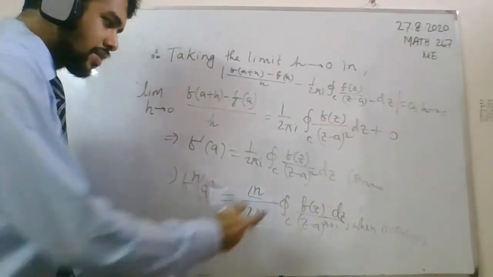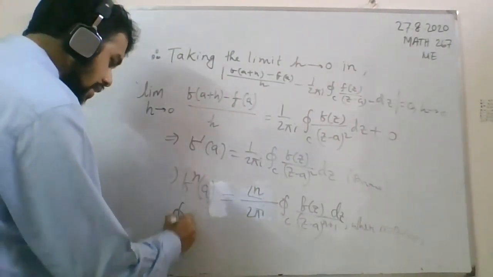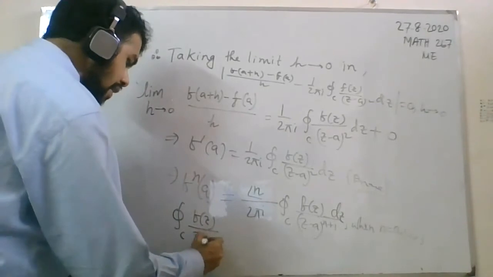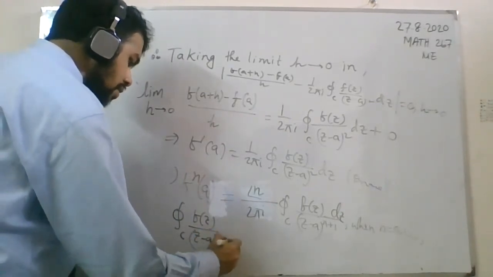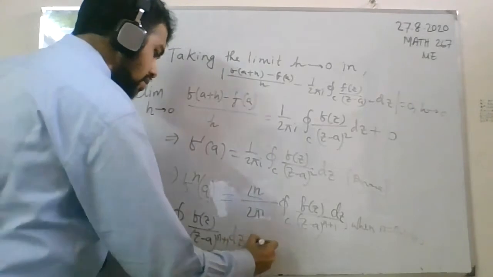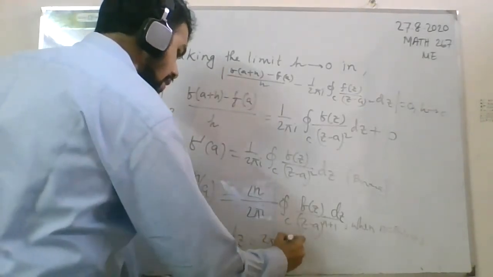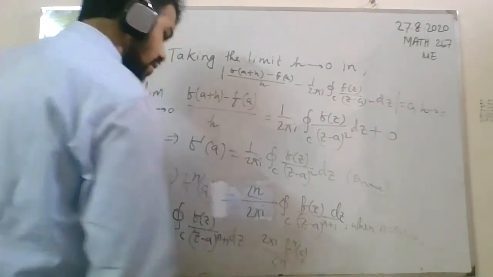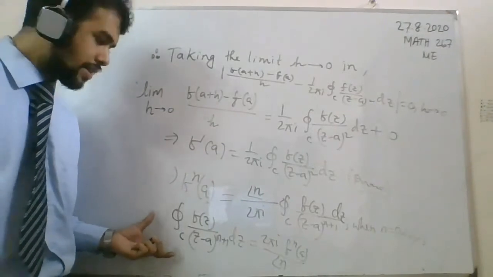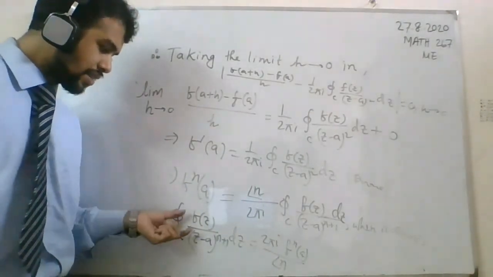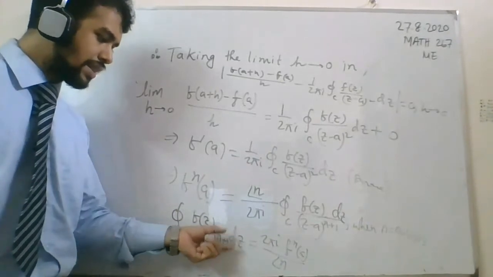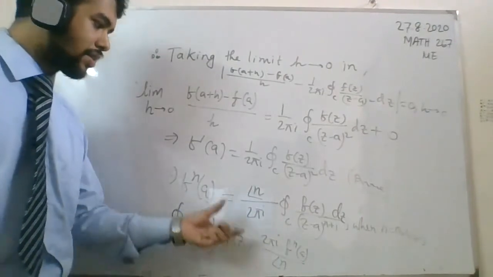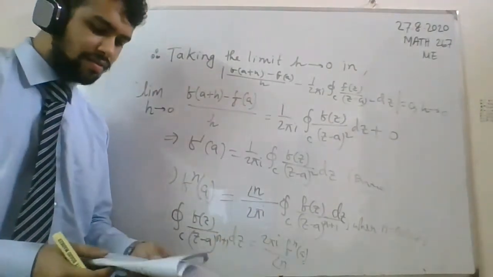So you can also write this equation in this way, which is integration f(z) divided by (z minus a) to the power n plus 1 dz equals 2 pi i f^n(a) divided by n factorial. You can write it in this way. So this is the formula for the n-th or higher derivative.